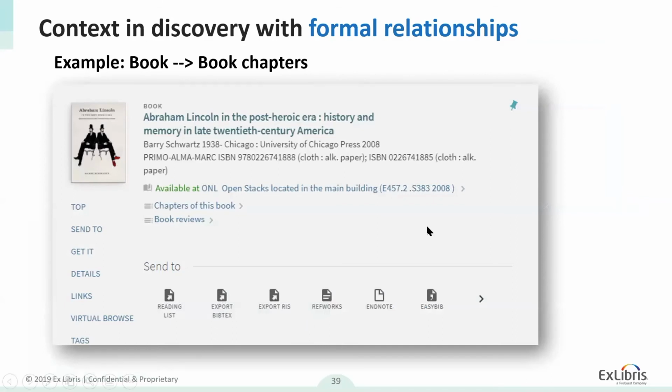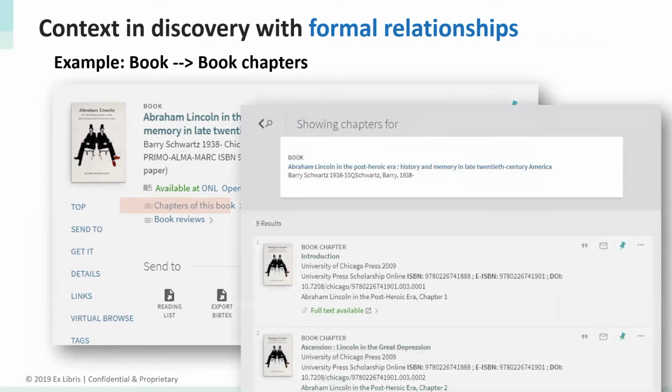This is a relatively simple example. We index books and book chapters. So I have two relations. I have the books, and if I find the book, it also leads me to the book chapters. And I have chapters and other chapters of the same book. You can see here that I have a link in the full record, and this is an example from Primo. I click on it, and I get the chapters for this book.